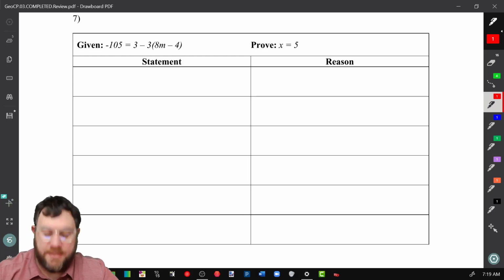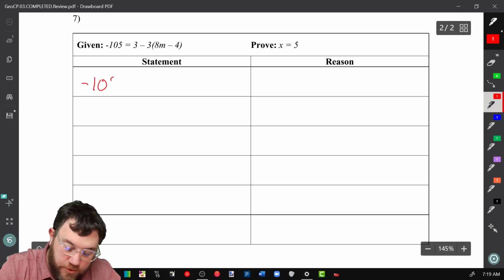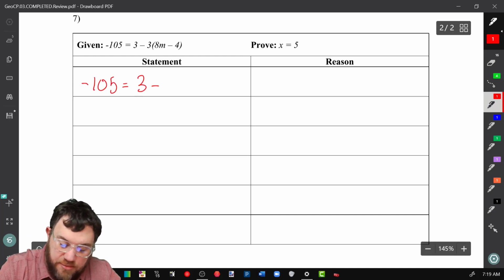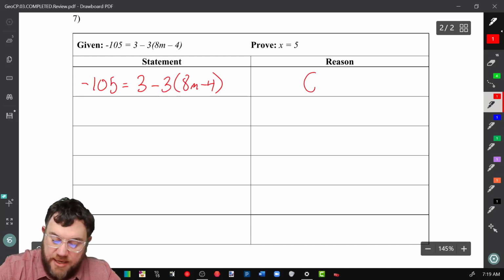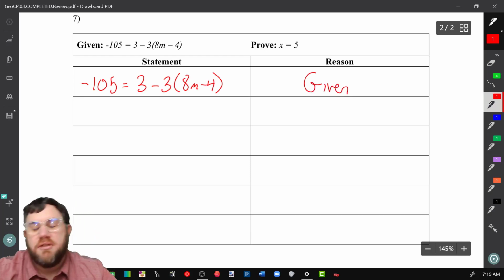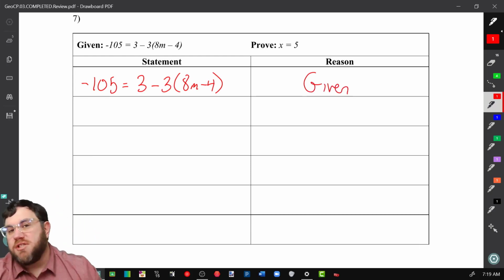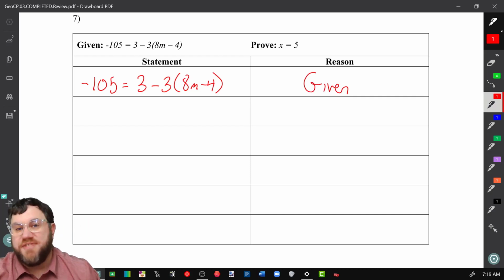So let's go ahead and jump in with this algebraic proof. We're told negative 105 equals 3 minus 3 times the quantity 8m minus 4. That is what we are given. Okay, and again, no excuse not to have those two boxes filled out.